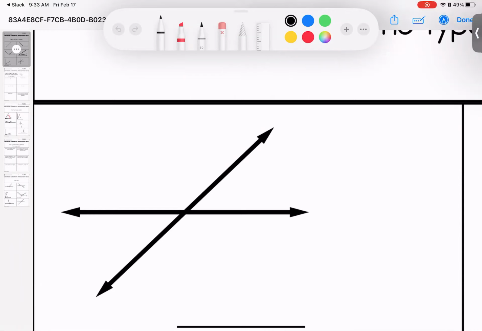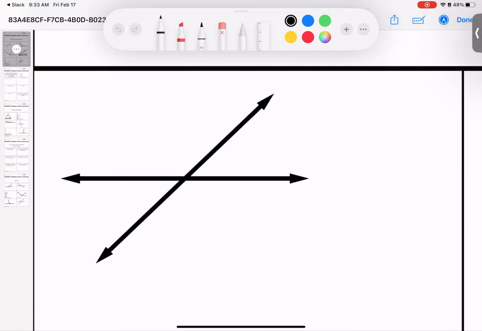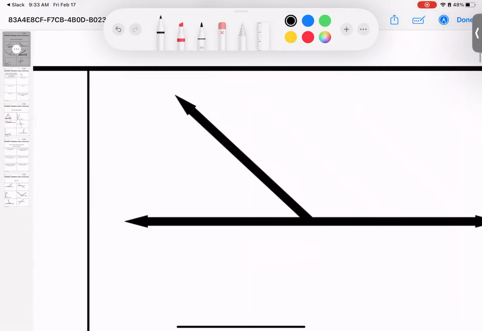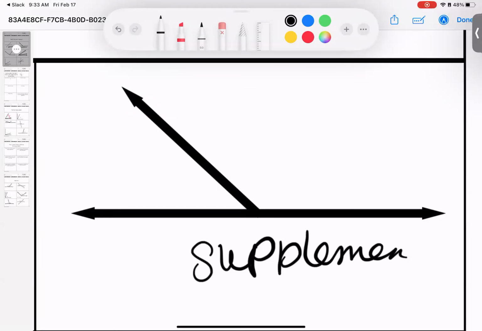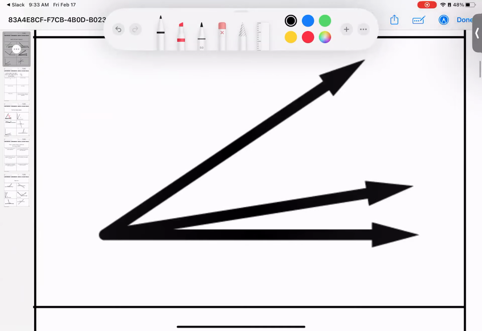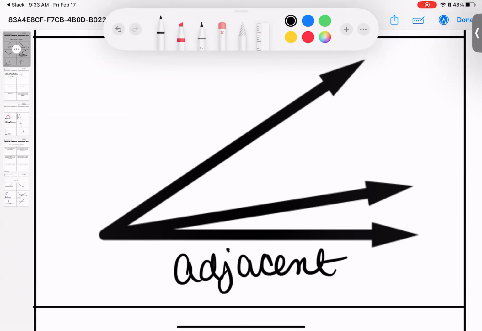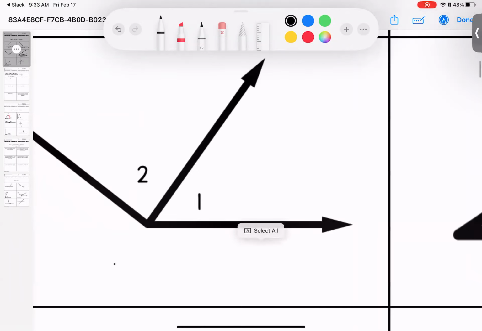So if we have our angles here and we're looking for the name of them, this first set would be called vertical. They are vertical angles. These are supplementary. Remember that supplementary add up to 180, or you can think of it as a straight line. Down here, these would be considered adjacent. These would also be considered adjacent.